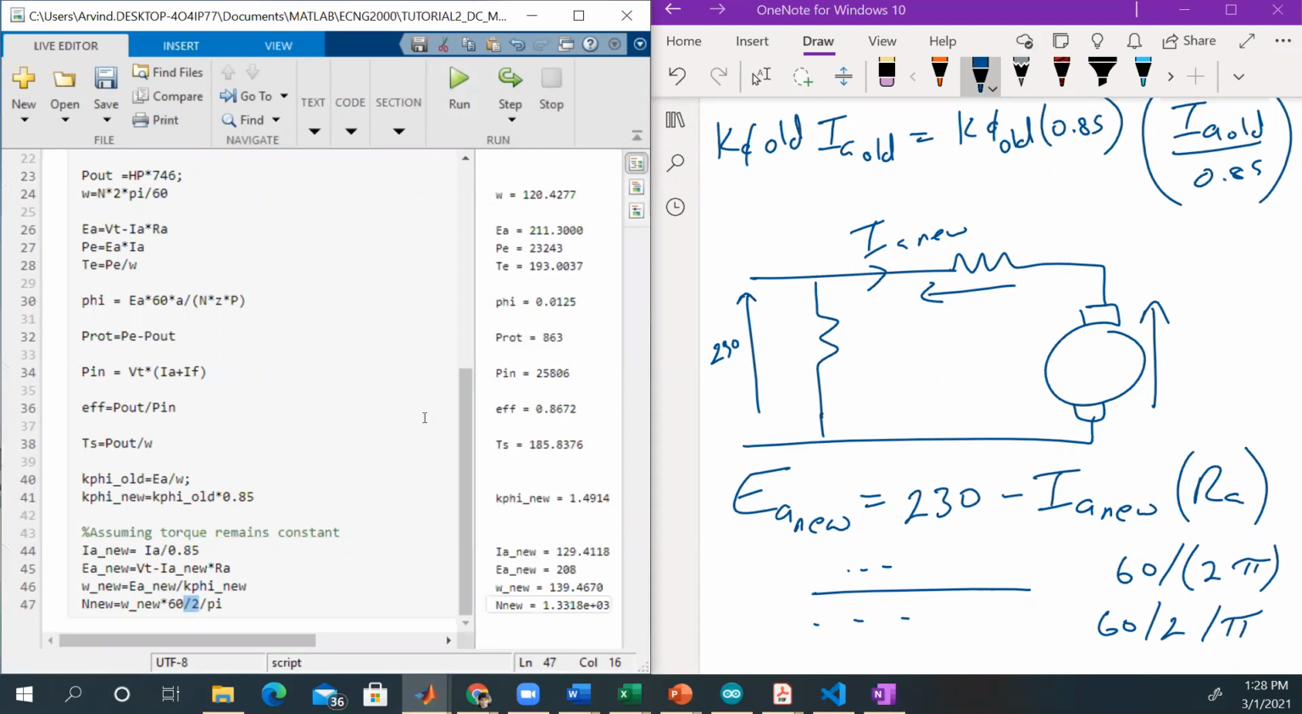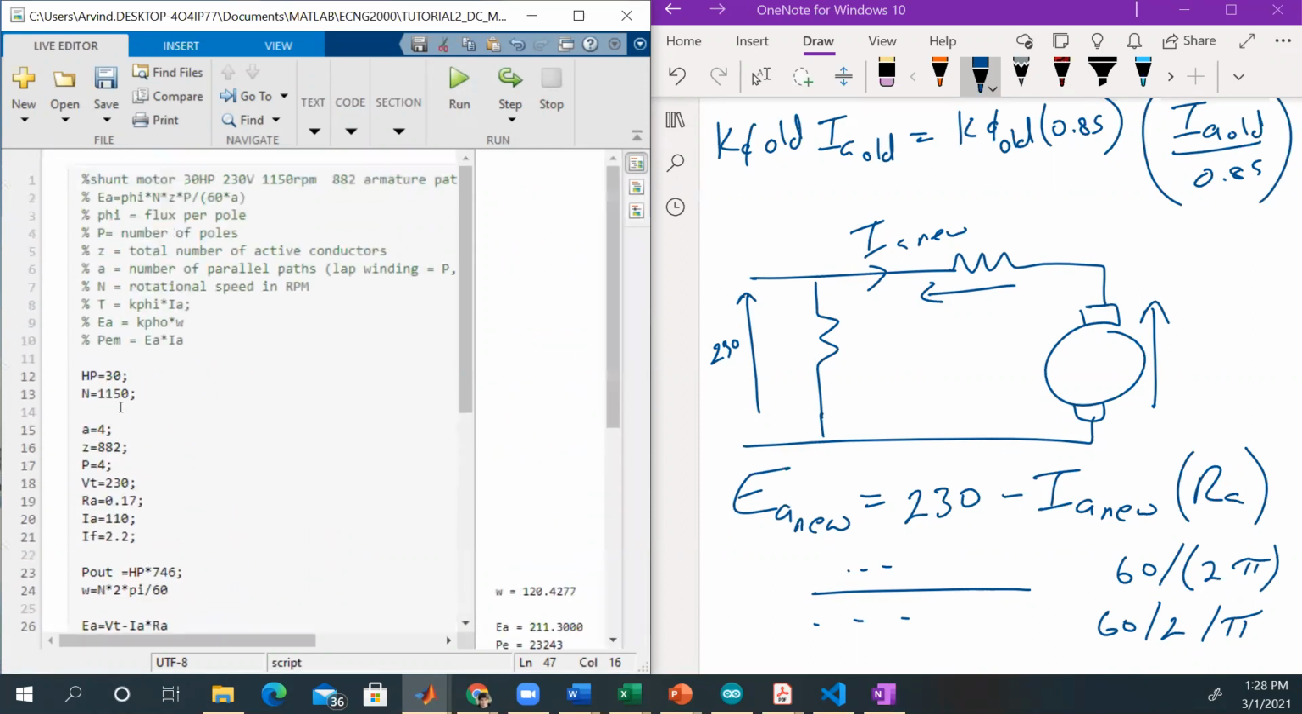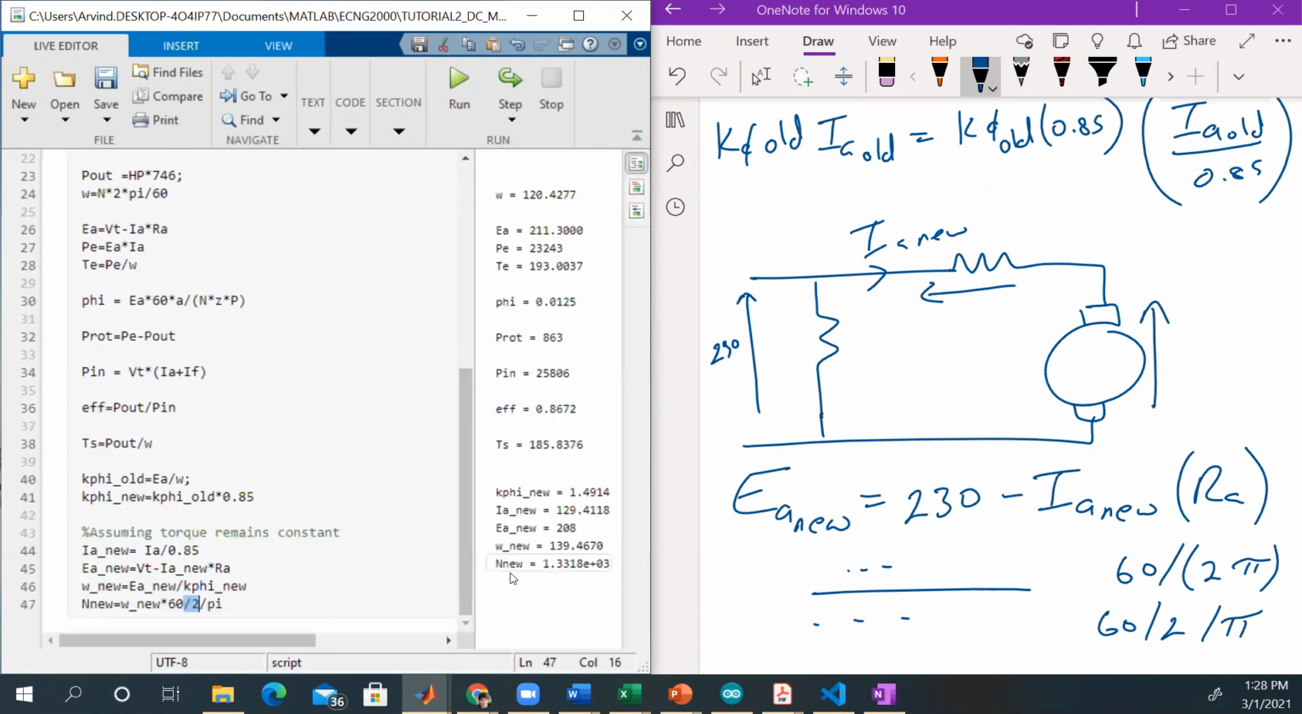So if we want to see what that is, now we have 1331. So we went up from, what was the original speed? 1150 to now 1330 or so. Right. So the flux is reduced and the speed increases. Good. And you all have seen that in flux weakening to get higher speeds in the motor.